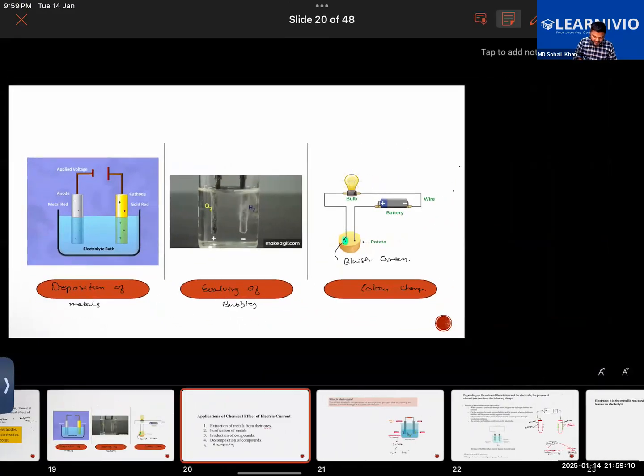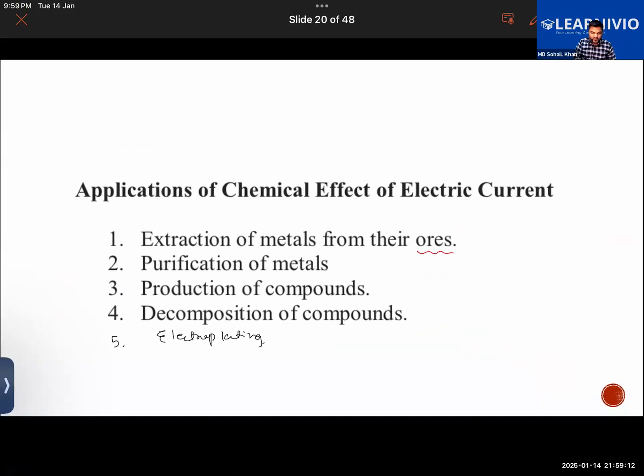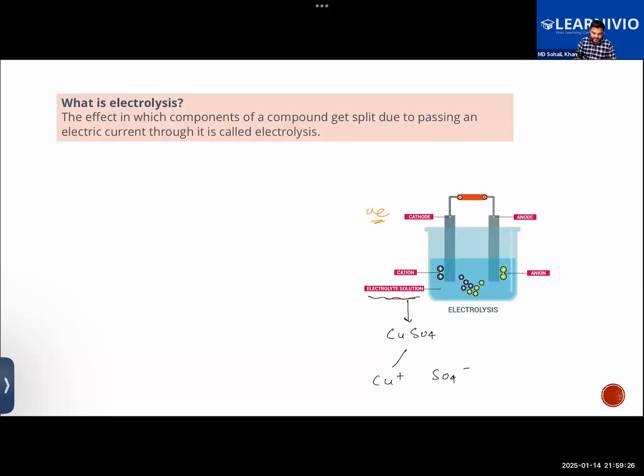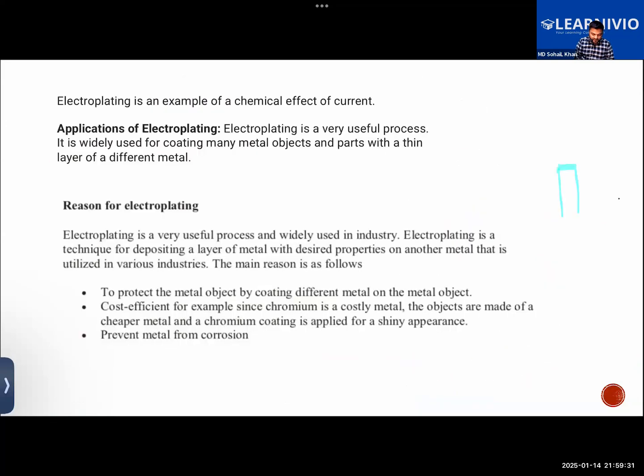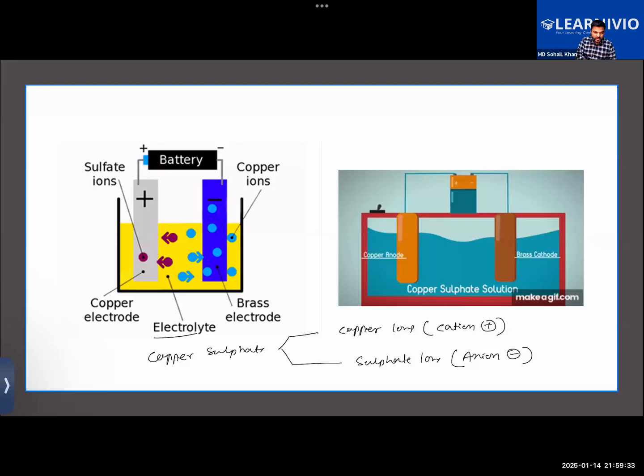Talking about the applications, it is used for extraction of metals from their ores, to purify an impure sample of a metal, for production of new compounds, for breaking down of a given compound, compound here basically being a substance, or for electroplating as well. In the case of electroplating, what we have learned is that if we have taken a copper rod and we need to apply a layer of copper over the brass, the first thing we need to make sure is that you have taken the right type of electrodes.